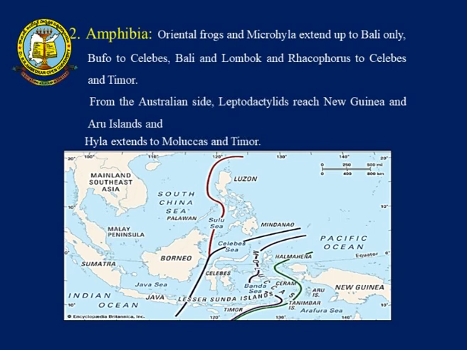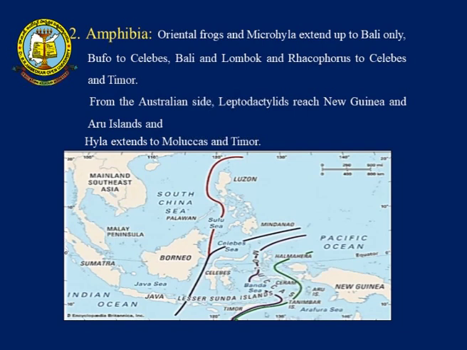Amphibians: oriental frogs and Microhyla extend up till Bali, Bufo to the Celebes over here, Bali and Lombok, and Rhacophorus to the Celebes and Timor. So, this is Timor over there and that is Celebes over there. From the Australian side, Leptodactyls reach New Guinea over there and the Aru Islands. Just beside that New Guinea you have the Aru Islands, and Hyla extends to Moluccas and Timor. So, this is Moluccas over there, just beside the Aru Islands.